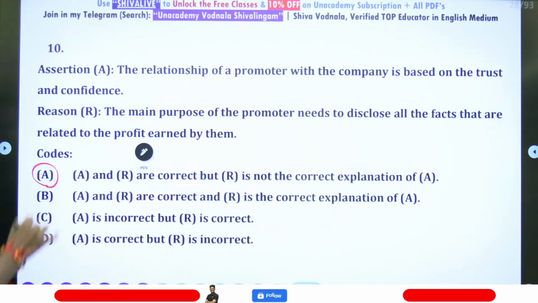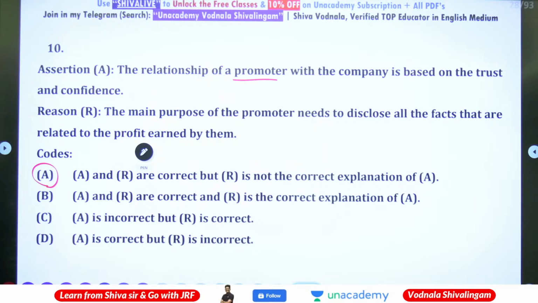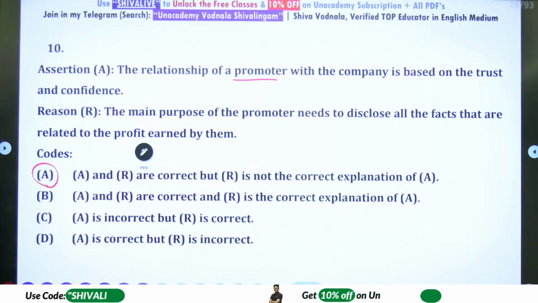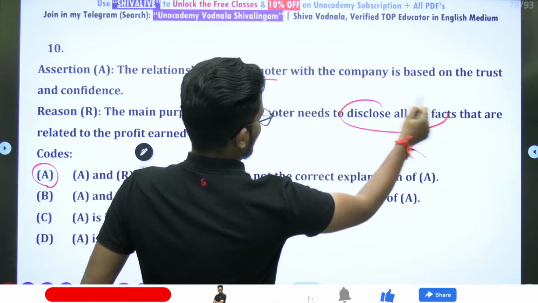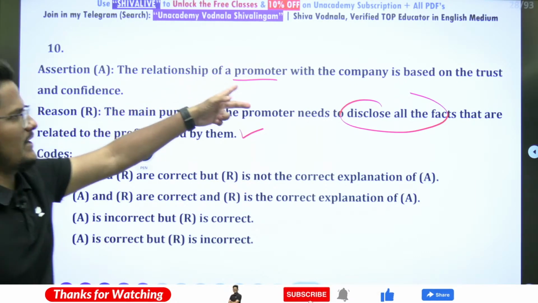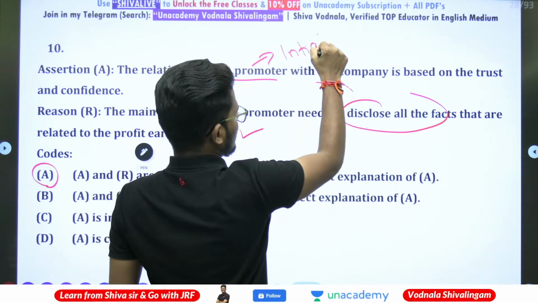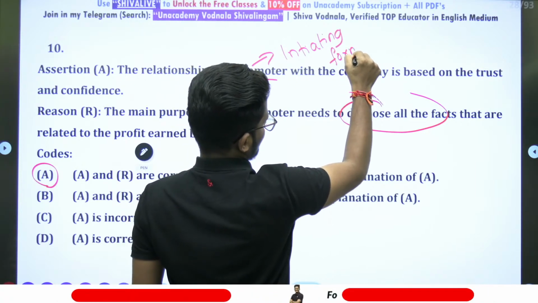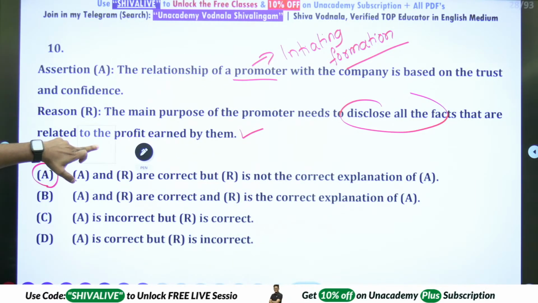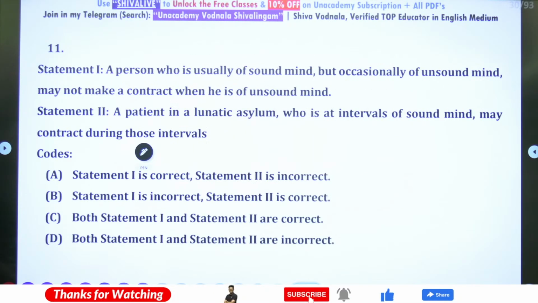So answer for this question will be A. The relationship of a promoter with a company is based on trust and confidence. The main purpose is that the promoter needs to disclose all the facts related to the profit earned by them. This is a correct statement, but because of this reason the relationship with the company is not about trust and confidence. Actually, the promoter is a key person who will be initiating the formation of the company. Without him you cannot form the company, but this is not the primary reason, because he is under an obligation to disclose all the facts related to them, but this is not the reason for that relationship.